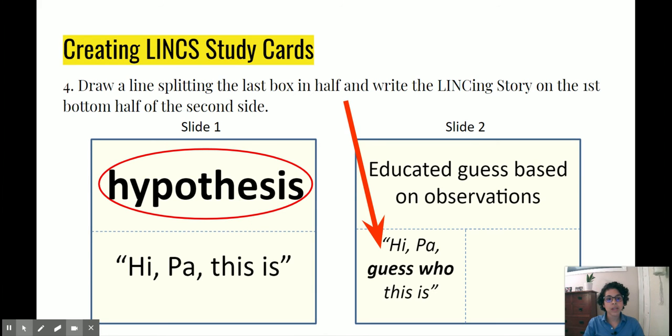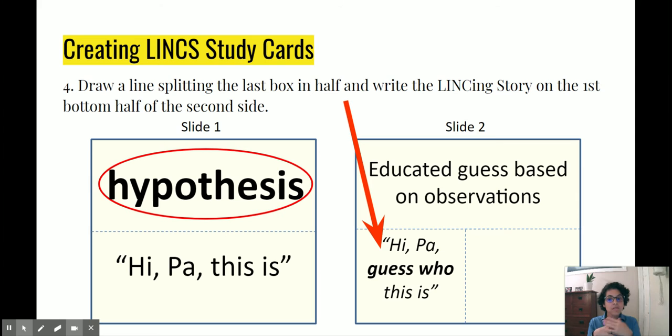In the next step, you create a linking story. The story should be super simple, super short. It shouldn't have a lot of text. And in your linking story, you're connecting the definition of the word, so the actual meaning that you're trying to remember, with your phrase that comes to mind. The reason we're doing this is because we're taking a phrase that is really easy to understand, that we already know. So we're using background knowledge. "Hi, Pa, this is," there's nothing new in that phrase. There's nothing unfamiliar to me. And I'm going to link that really familiar thing with the definition that I'm looking for.